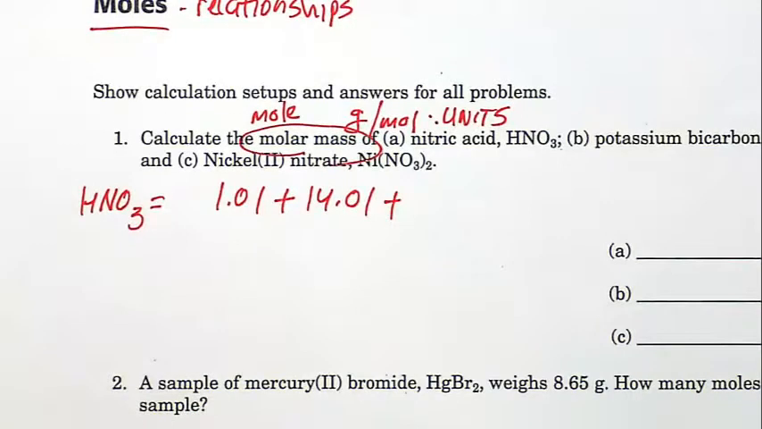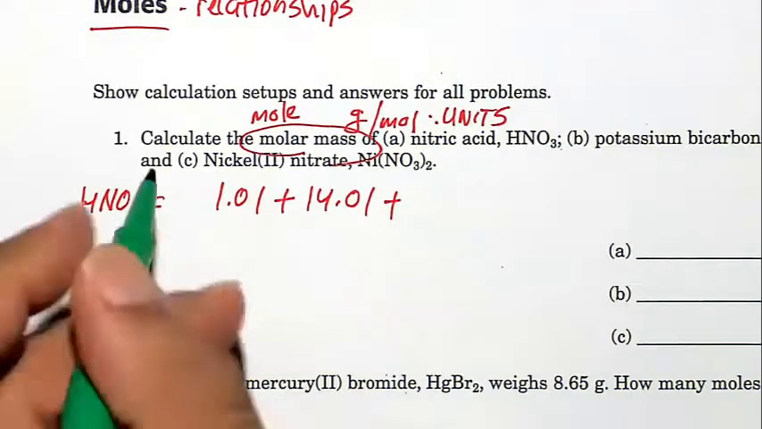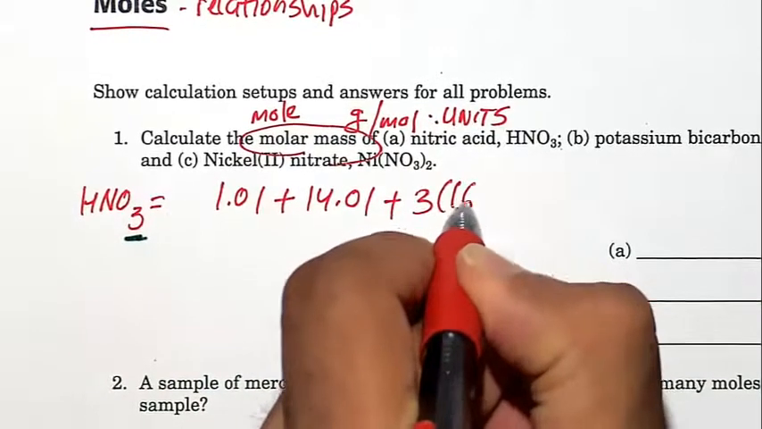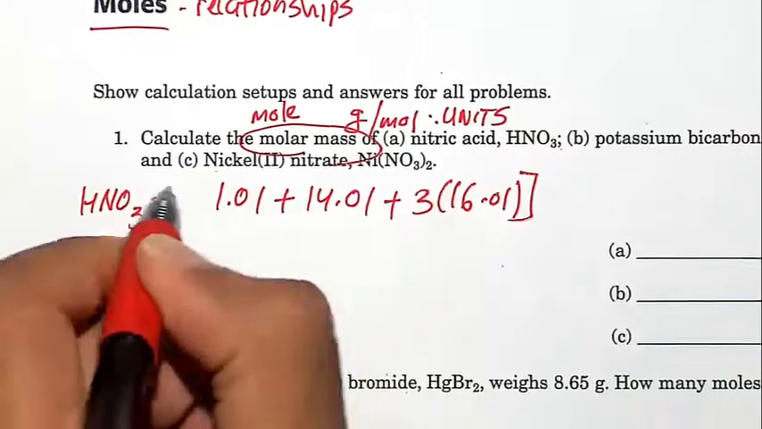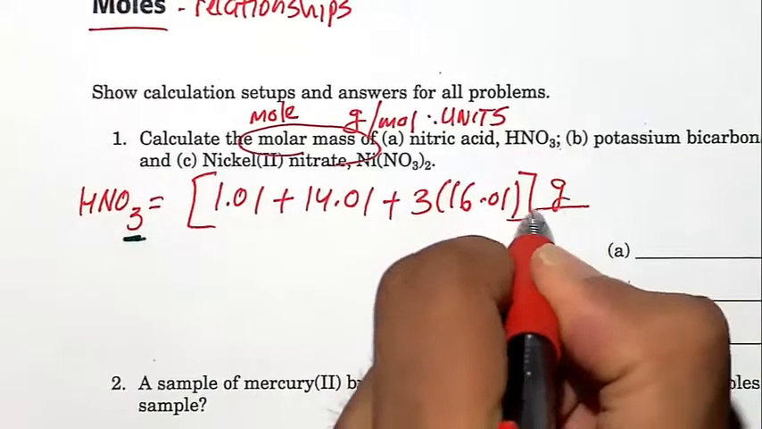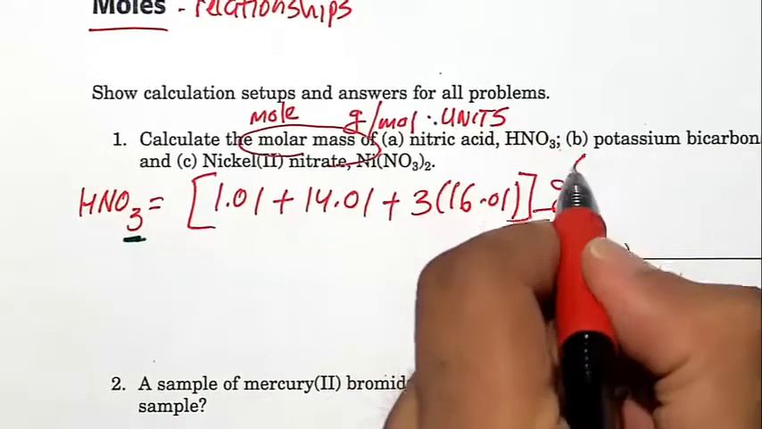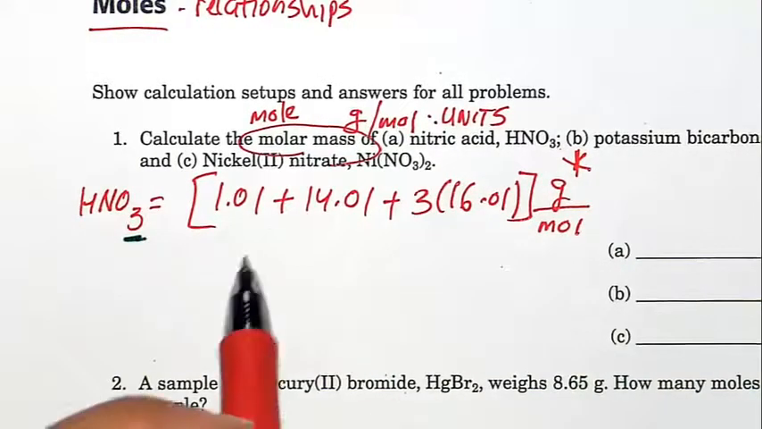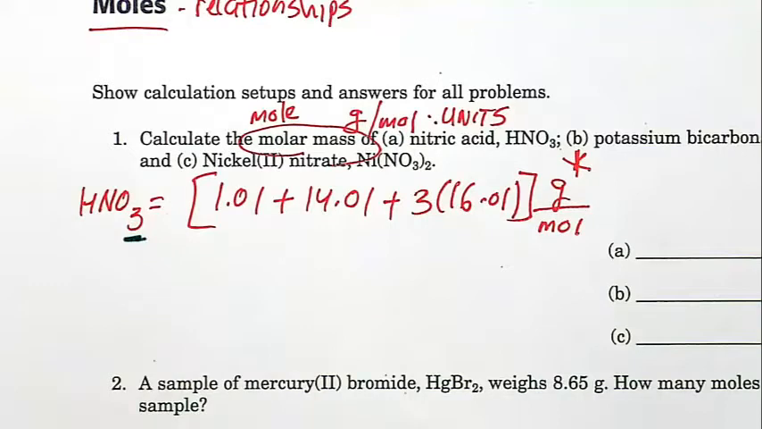But don't get fooled by this. We have 3 oxygens, so 3 times 16.01. And units are grams per mole. Also, the units are going to be very important. So if you do all of that, 1.01 plus 14.01 plus 3 times 16.01, you do all of that addition, I'm getting 63.02 grams per mole.